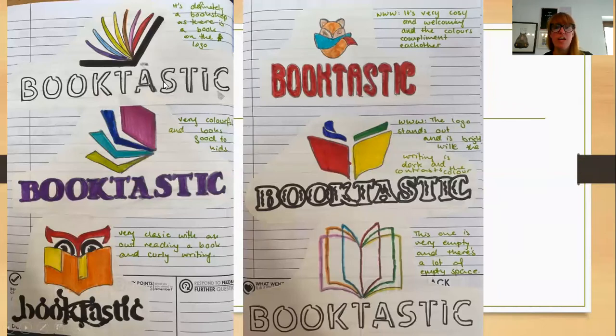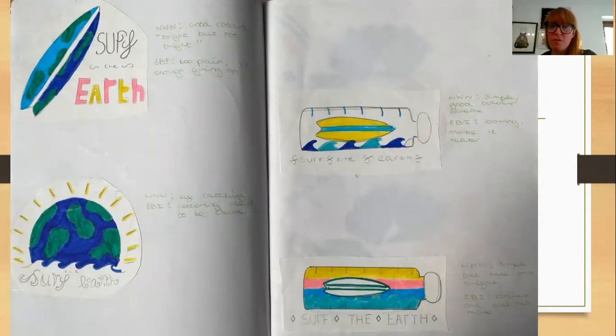And each of the font styles are different as well, and they've used different colours. So this is a really great example to look at, and this is what we're looking for, a range of really interesting, exciting logo ideas. And then they have analysed it as well with a what went well and EBI, so what's good about it, what could you improve? And I want to know those reasons why. Why is it good? So this student's written, the logo stands out and is bright white. But why is that good? Why is it good that it stands out? How does it stand out? So give those reasons.